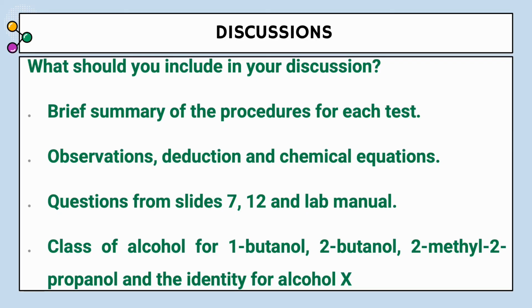So in your discussion, what you should include is, first you should include the brief summary of the procedure, sama je macam experiment 4. Okay, and then include your observation, deduction, chemical equation, and include answer from question from slide 7, 12 and also the lab manual. And then you need to state the identity of the alcohol yang kita gunakan, the identity of the alcohol X. Conclusion tu sama juga, awak kena relate balik dengan awak punya objective.